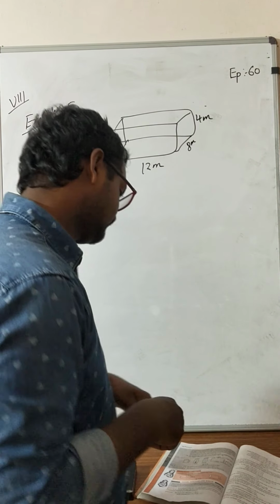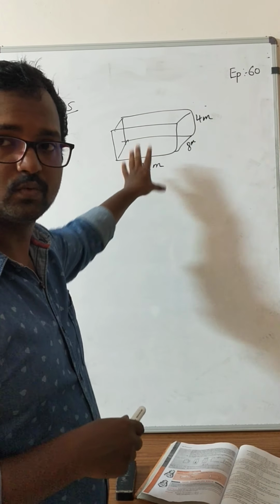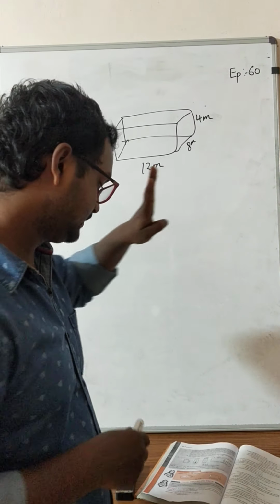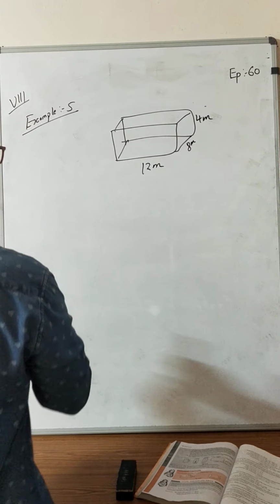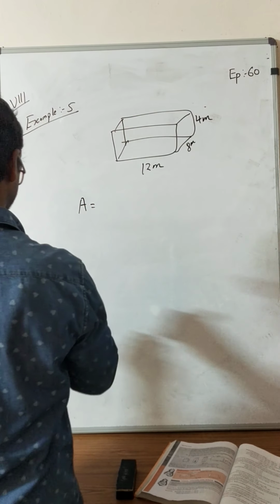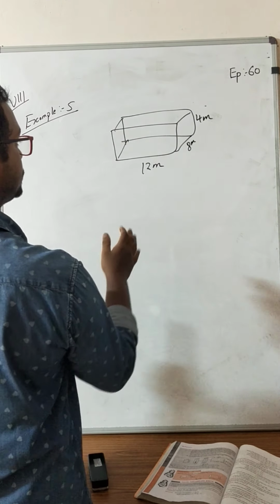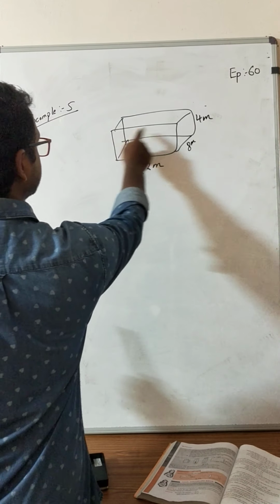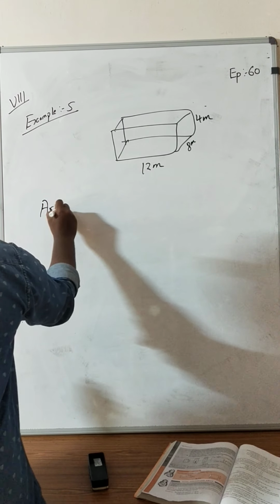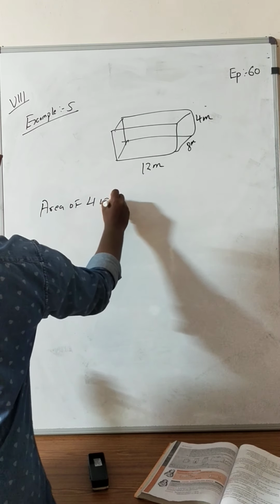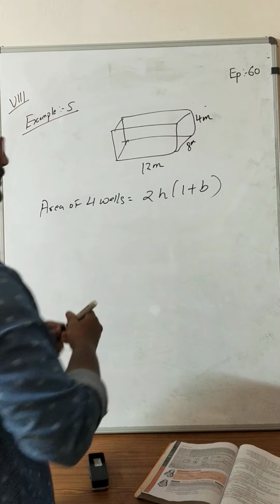So in this we are not going to whitewash the entire room. We are going to whitewash only the four walls. That is the lateral surface area of the cuboid. We are just going to paint the four walls, not the top and bottom. So area of four walls is equal to 2H(L plus B). This is the formula.